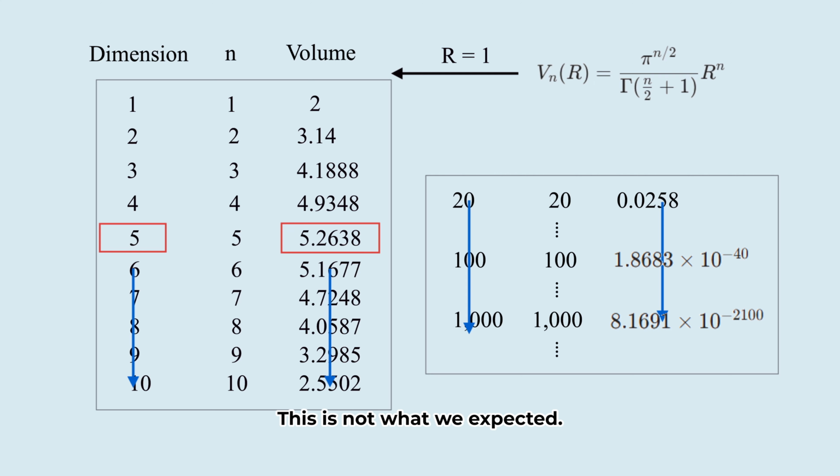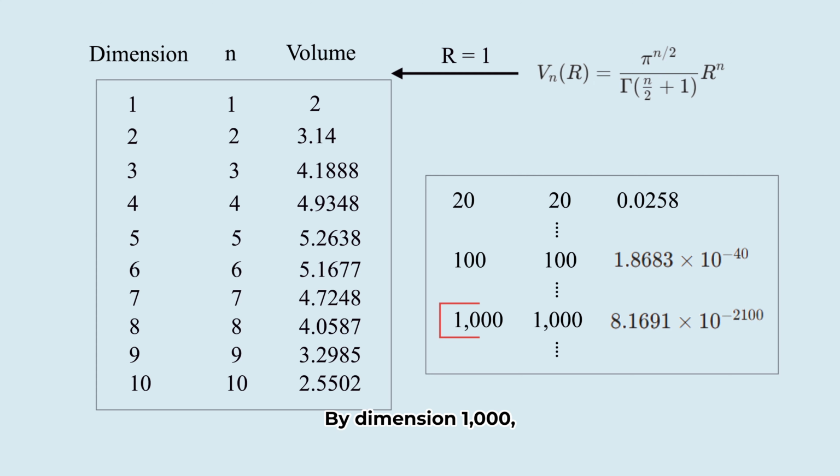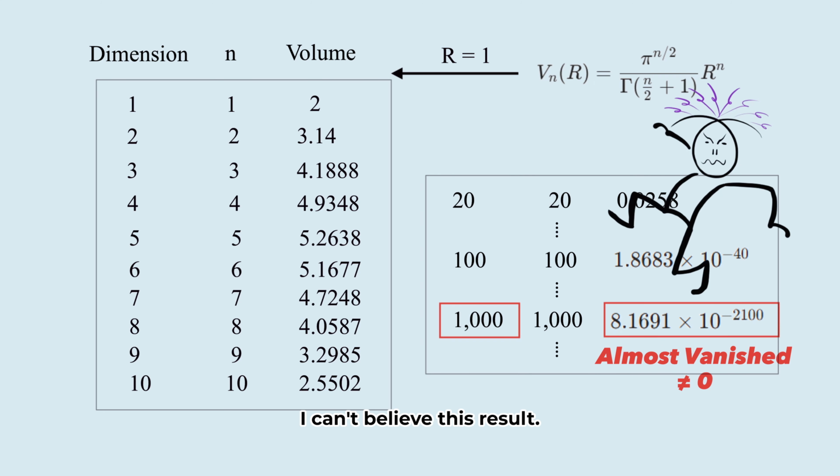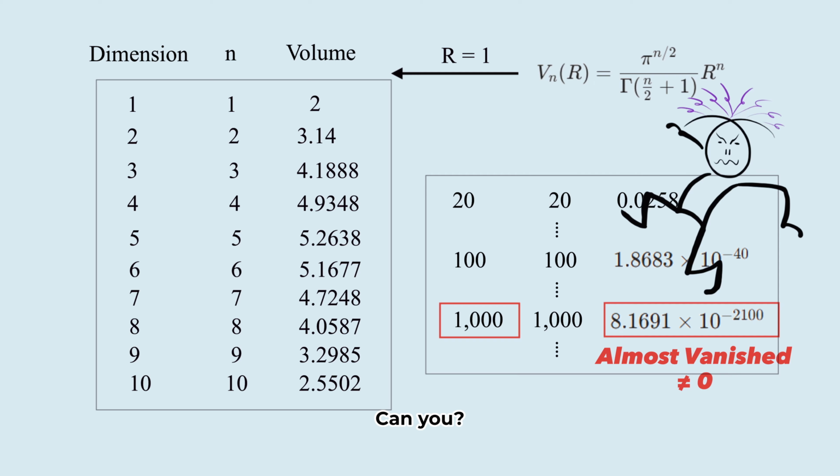This is not what we expected. By dimension 1000, the volume has almost vanished. But it's not zero. I can't believe this result. Can you? Why does this happen?